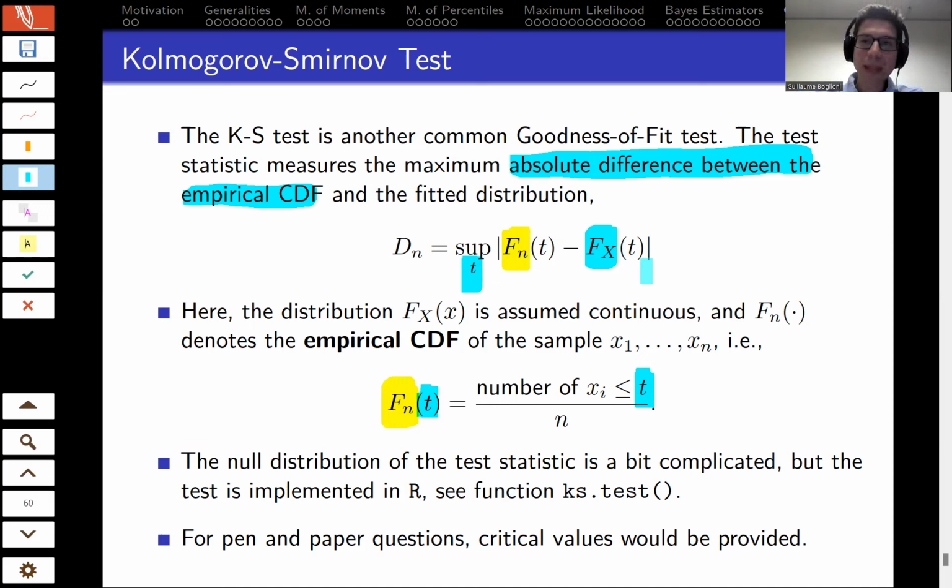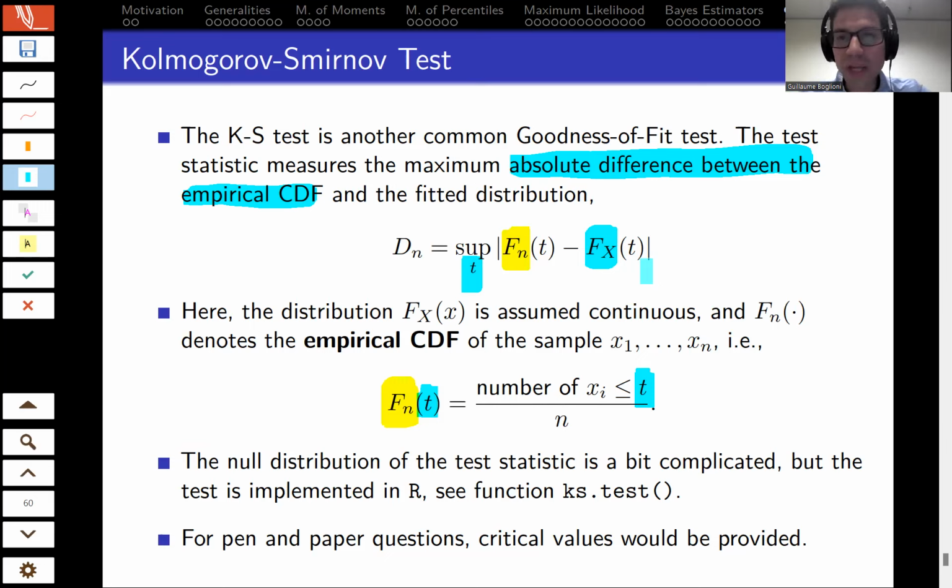And you see, if your data doesn't conform to the fitted distribution, this difference would be big. If your model is bad, there would be a huge difference between the fitted distribution and the actually observed distribution of the data, the empirical CDF. So if this test statistic is very big, then you have evidence to reject H0 because the data does not conform to your fitted model. Okay, so conceptually, I hope this makes sense.